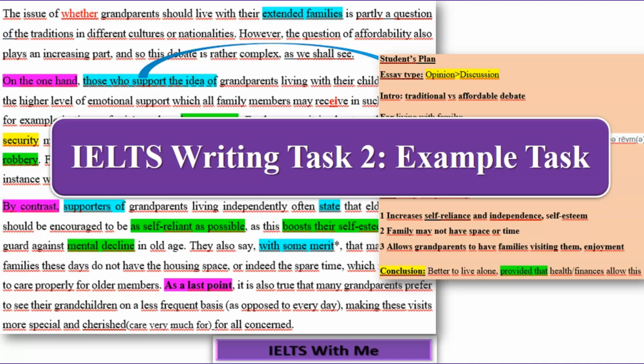Hello, it's IELTS with me tutorial, and today I'm going to show you how to write a Band 9 essay for your IELTS writing task 2. In this module, we'll focus on an example task and how we should have a plan for our specific question. Okay, let's get started.